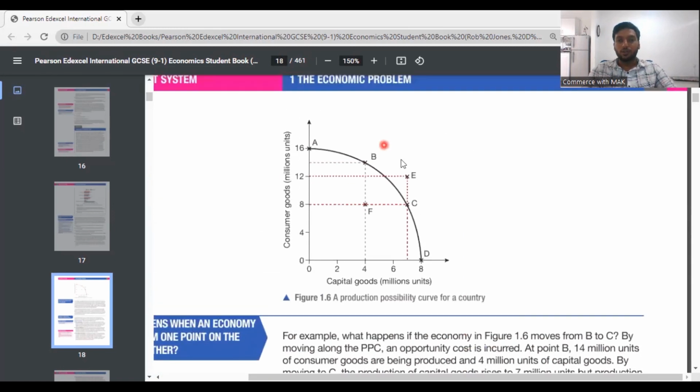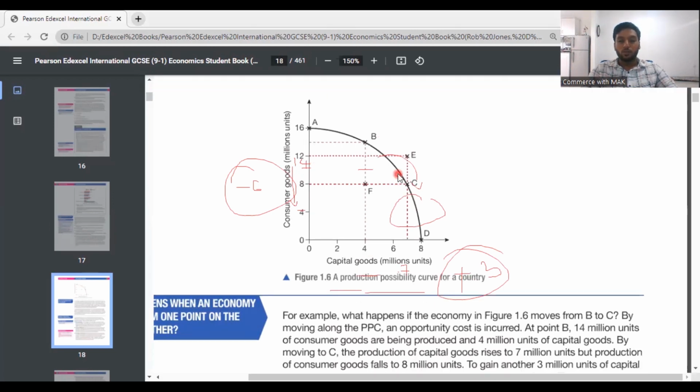This is what I was explaining all this time. So what they're trying to say is from here, it is 14 million. If you are going to move from B to C, what are you going to lose? You are going to bring your consumer goods from 14 to 8, so you're losing 6 million. What are you gaining here? B was at 4 million, and at point C it is 7 million. So from 4 to 7 you're gaining 3 million. So they are saying that if you are going to gain 3 million of capital goods, you're losing 6 million of consumer goods. So what is the opportunity cost? 6 million of consumer goods, because that is the thing which you are losing. That's what I'm trying to explain to you. Anyway, moving on.